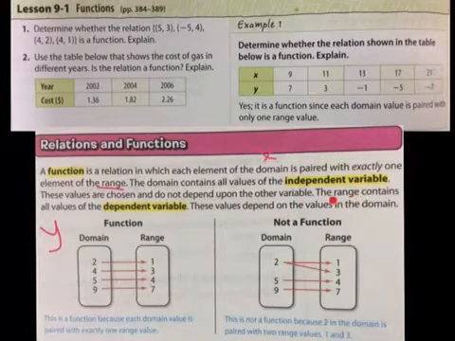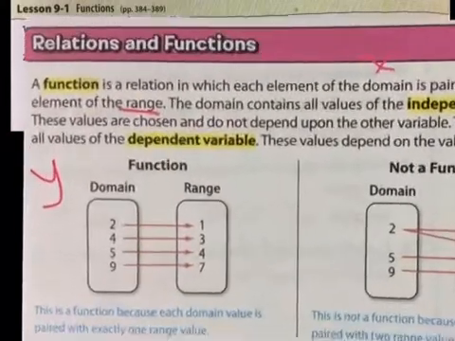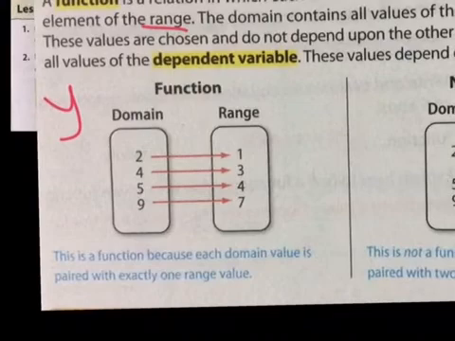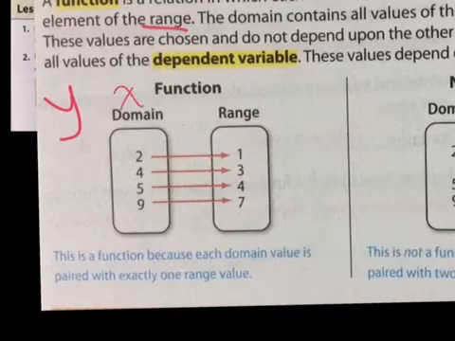The range, now this is what we're measuring. So the domain is the things that we're measuring, and the range is the measurement. The range contains all the values of the dependent variable. These values depend on the values in the domain. So a function means that for every number you have in the domain, you have a corresponding number in the range. For every number you have in your x, you have a corresponding value in your y.